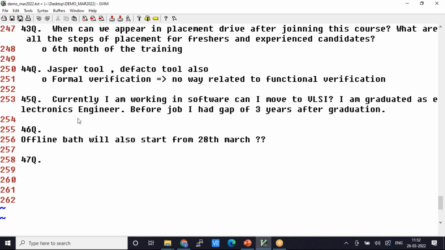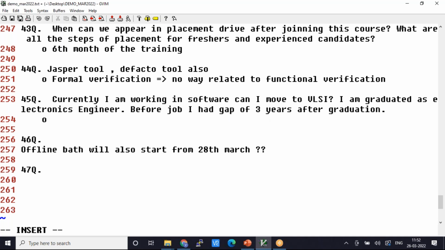Currently, I am working in software. Can I move to VLSI? I graduated as an electronics engineer. Before the job, I had a 3 year gap. Depends. Yes, please tell me. I have posted this question, and I graduated in 2016. After that, I was preparing for the IES, Indian Engineering Services examination, and after that, I joined IT, and currently I am working as a web developer in the IT industry.